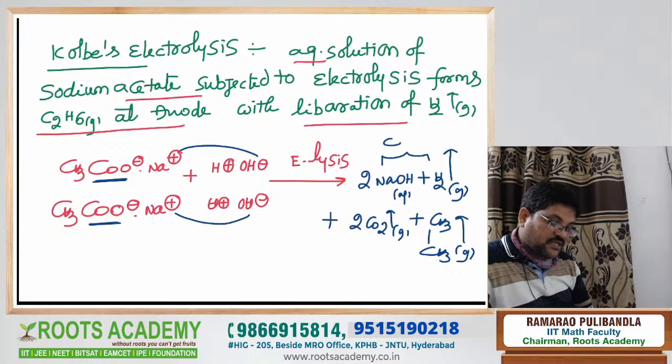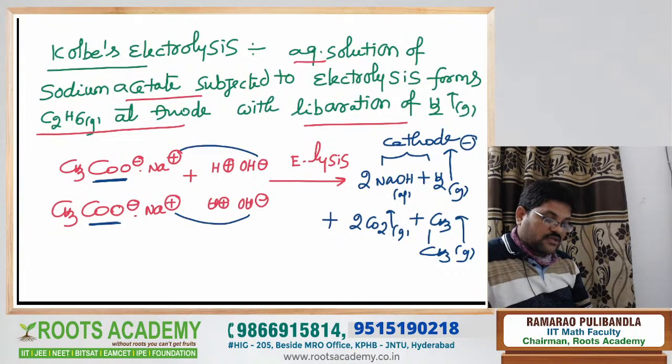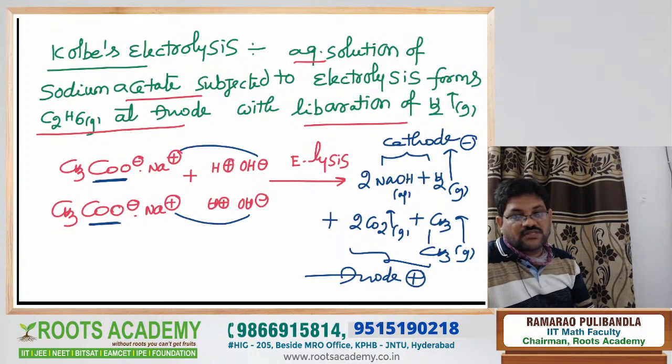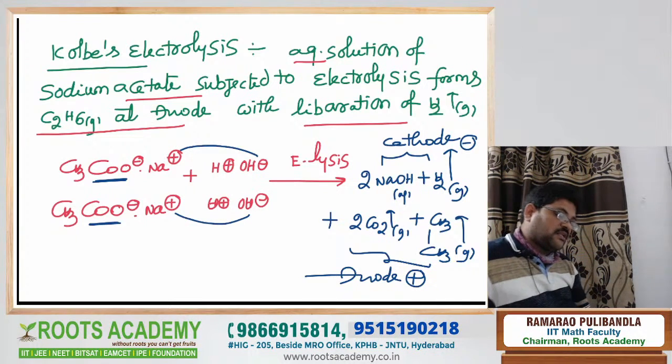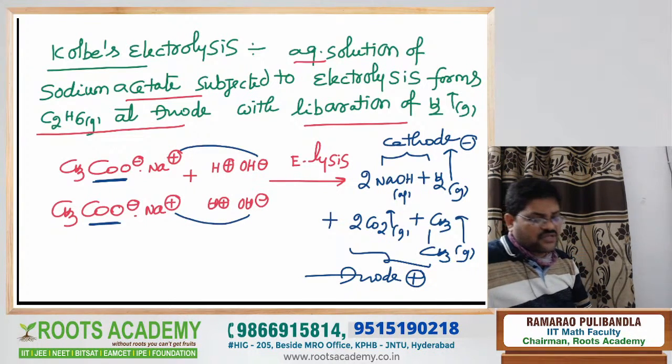This will happen at the cathode. Understood? The cathode is the negative pole. This will happen at the anode. The anode is what pole? Positive pole. Simple logic. Understood? So this is the concept of electrolysis, poles, and a simple reaction.